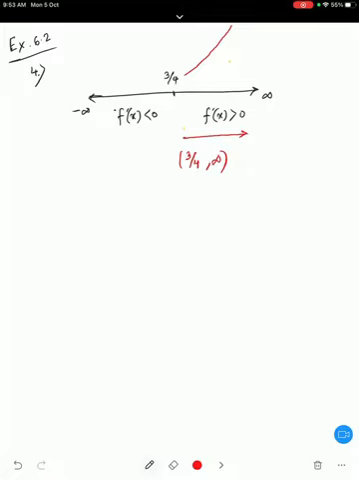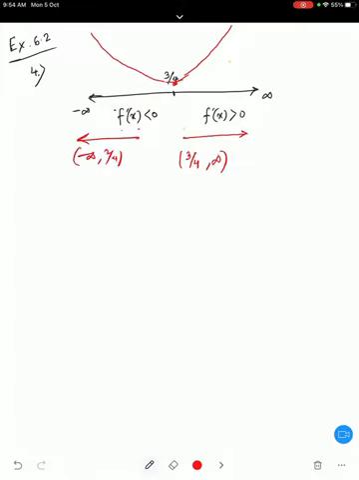Am I clear? And where is the function decreasing? Whenever my f dash x, whenever my slope is negative, I will say that the function is decreasing. So this is the point at which it is 0, and the decreasing portion will be minus infinity to 3 by 4.